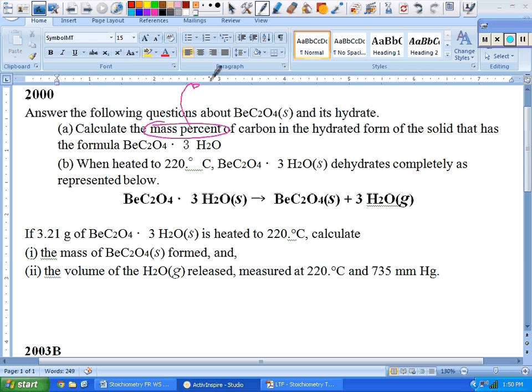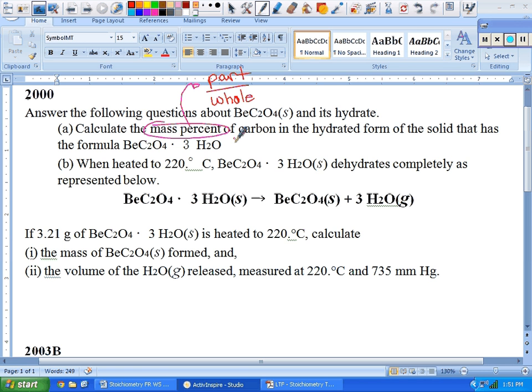Nope. The basic definition. Part over whole. All right. So we're looking for a part, and we're going to be looking for a whole. Do you agree? All right. So the mass percent. Specifically, we're going to be looking for mass parts and mass percentages, right?